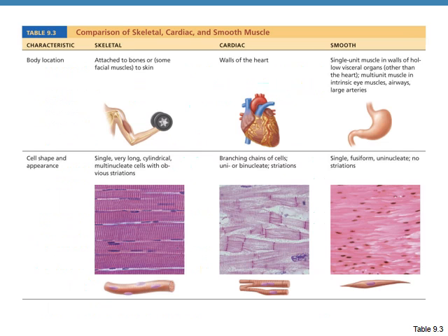There are some wonderful tables to look at in the book that break down the differences between skeletal, cardiac, and smooth. I'm going to move straight into the slide where I talk about cardiac muscle, but please look at these tables.